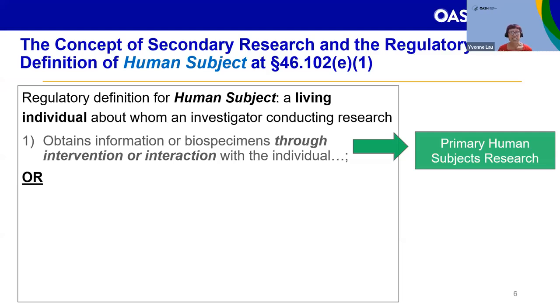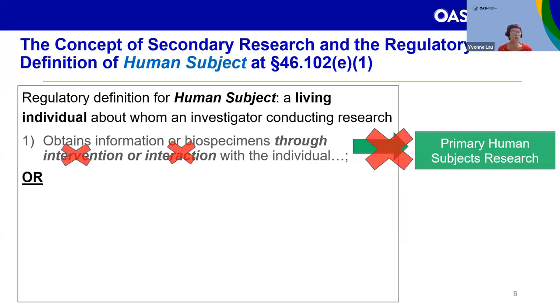Again, when investigators intervene, so do something with people for the purpose of the research, or interact with them, so interacting through conversations, getting information from them, doing surveys, etc., specifically for that particular research, that's human subject, and that's what we call primary human subjects research.